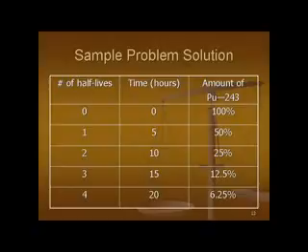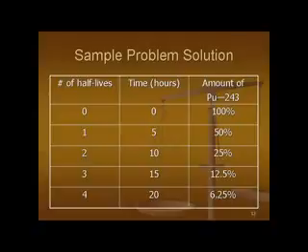Welcome back. Let's see how you did. I went ahead and set up my chart with number of half-lives, the time, in this case in hours, and then the amount of plutonium-243. So you can see how the table is filled out. I hope that's how you did yours. We were asking how long it would take for just 12.5% of the sample plutonium-243 to remain. So I went through 4 half-lives on this one.